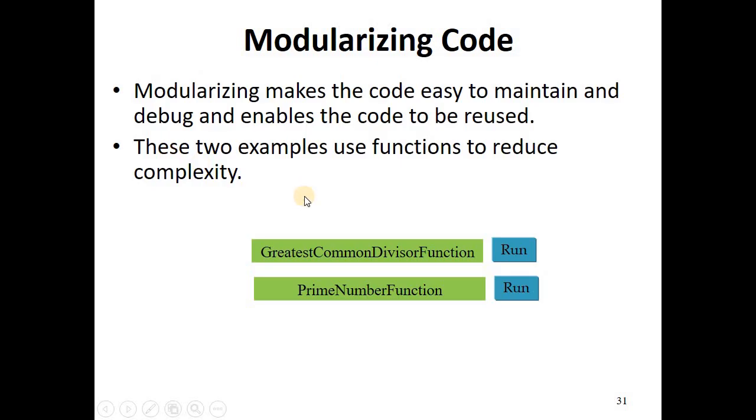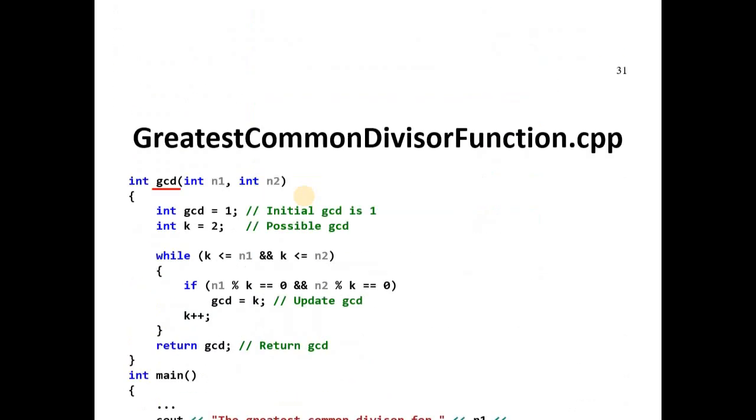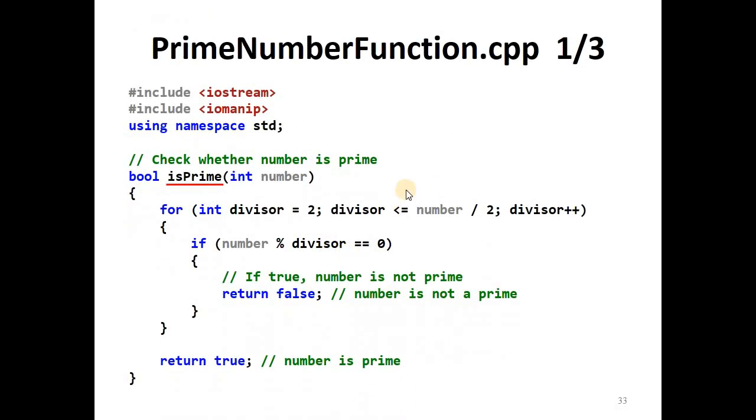Let's check the code, the main code of this program. Its code is on 3 slides. The first slide has a function called isPrime. It accepts one integer and returns a Boolean value. It returns false if the number is not a prime number, and true if the number is a prime number.